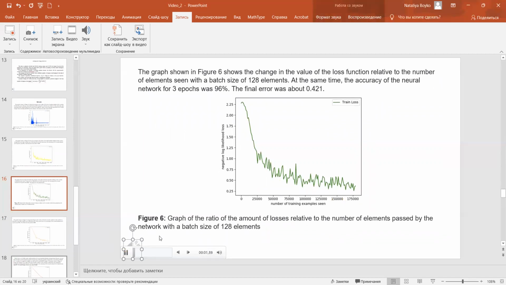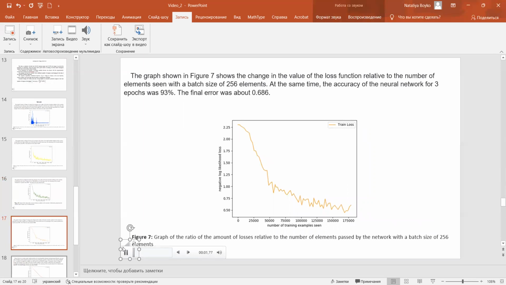The graph shown in figure 6 shows a change in the value of the loss function relative to the number of elements seen with a batch size of 128 elements. At the same time, the accuracy of the neural network for 3 epochs was 96%. The final error was about 0.421. Figure 6. Graph of the ratio of the amount of losses relative to the number of elements passed by the network with a batch size of 128 elements.